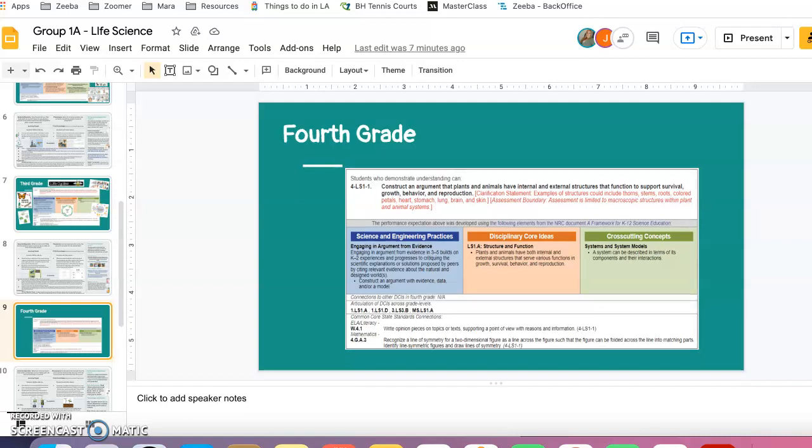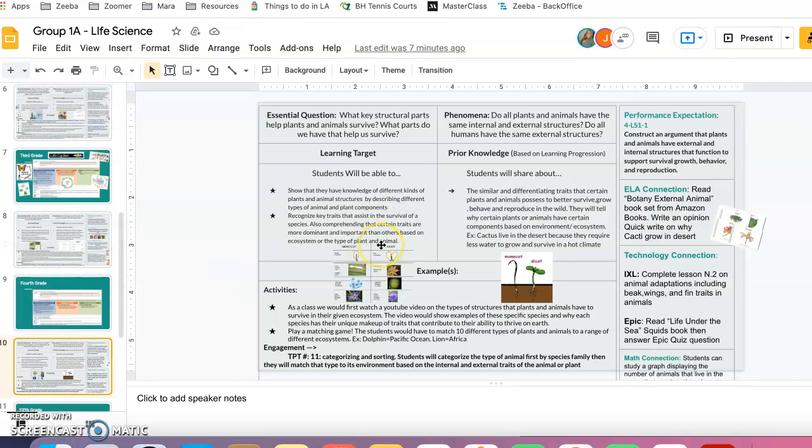Science and engineering practices, we're engaging in argument from evidence. Disciplinary core ideas: plants and animals have both internal and external structures. We already went over that. And cross-cutting concepts for English and math, we're going to go over as well. Here we go. The essential question is, what key structural parts help plants and animals survive? What parts do we have that help us survive as well, just to relate?